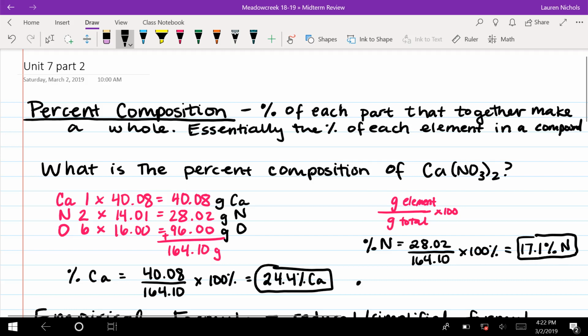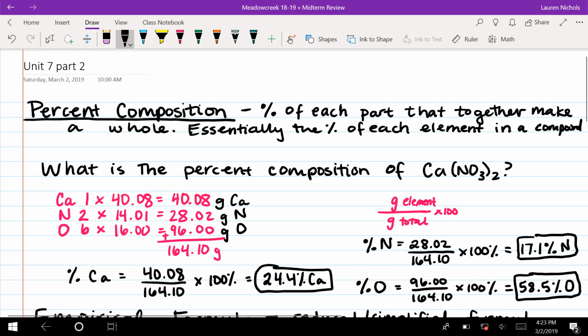Okay, and then our percent oxygen would be 96.00 divided by 164.10 times 100%, which equals, which we could really have just said 100 minus the other two percentages, because it should be the remaining, but it's 58.5%. And you can see that if you add up all three of our percentages, they would all add up to 100, right? So we know that about our percentages.